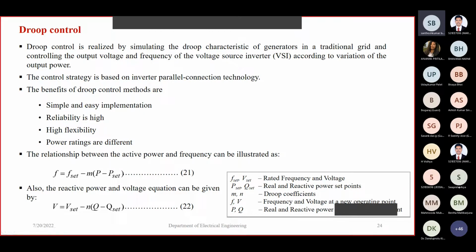F and V are the frequency and voltage at the new operating point. In the group, based on the variation of the output power, they can change their new operating point. In the group control strategy, the inverters will not operate at the set points. They will operate at the new points. All inverters set their new operating point as the same. Then only they will synchronize. Otherwise, there is a mismatch in the voltage and frequency. So based on the group coefficients, they can adjust their operating points according to the variation of the output power.